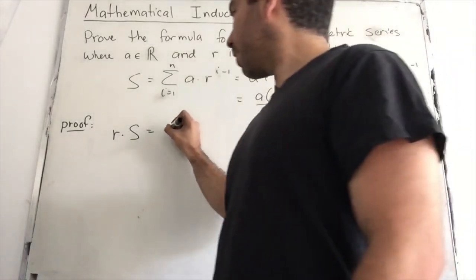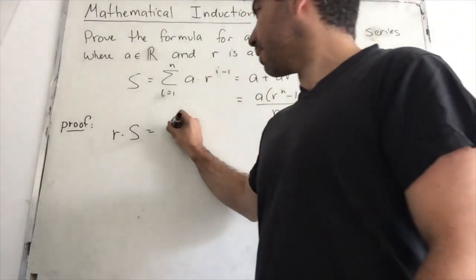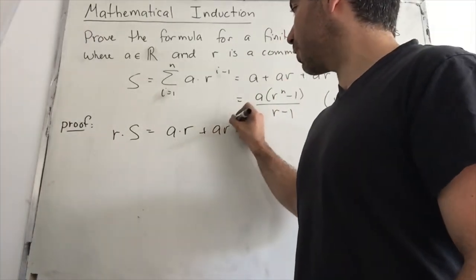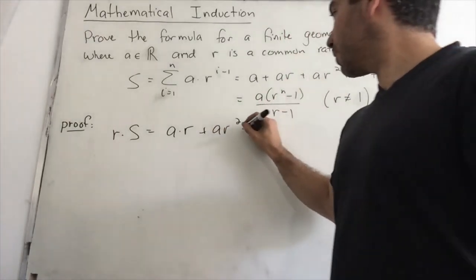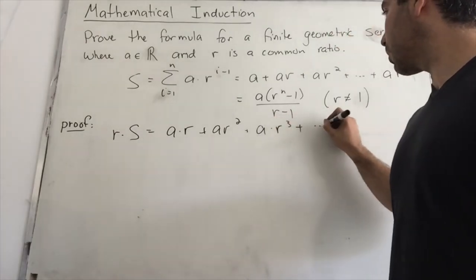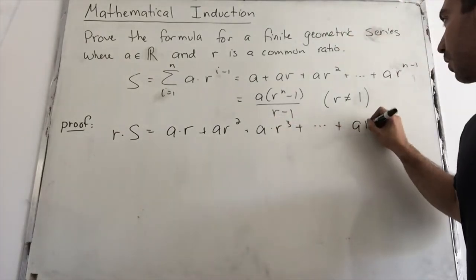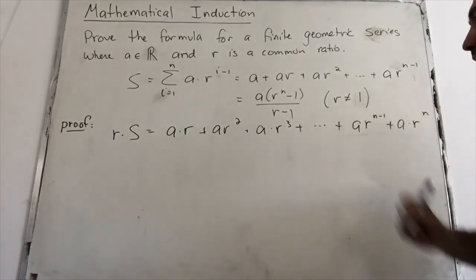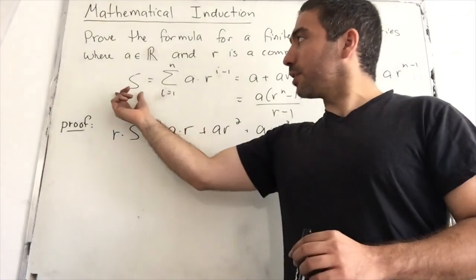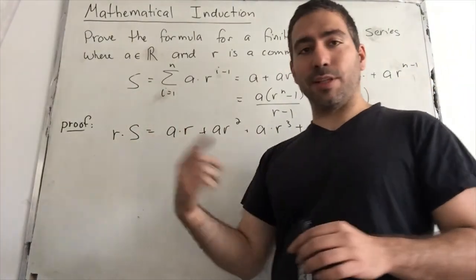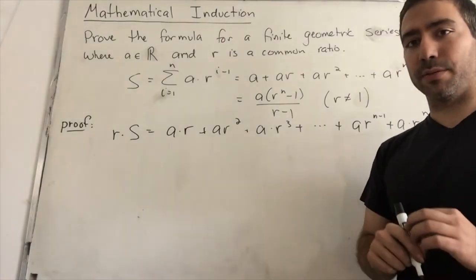So if we multiply by R, the first term here becomes A times R. The next term becomes plus A times R squared. The next one becomes A times R cubed plus dot dot dot plus A times R^(n-1). And the last term is going to be A times R to the n. So we took the sum and just multiplied it by R. Next, we take the sum and just leave it as is, and we're just going to rewrite it.